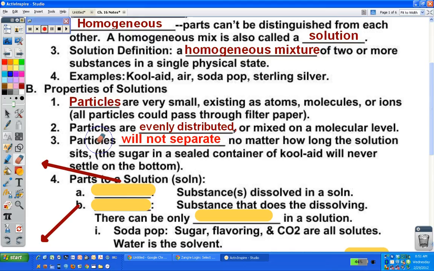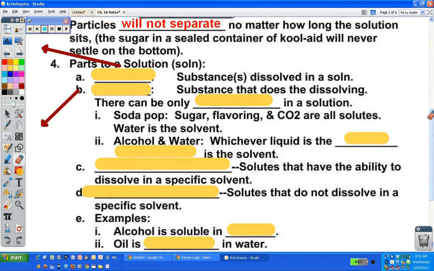So we've got two parts to a solution. The first one: the substances that are dissolved in a solution are called solute. There can be multiple solutes in a solution. Those are the substances that are dissolved in a solution. Then the other one is solvent. The common way to remember these, if you're looking for an example, let's just take some salt water. Solute is going to be the salt.